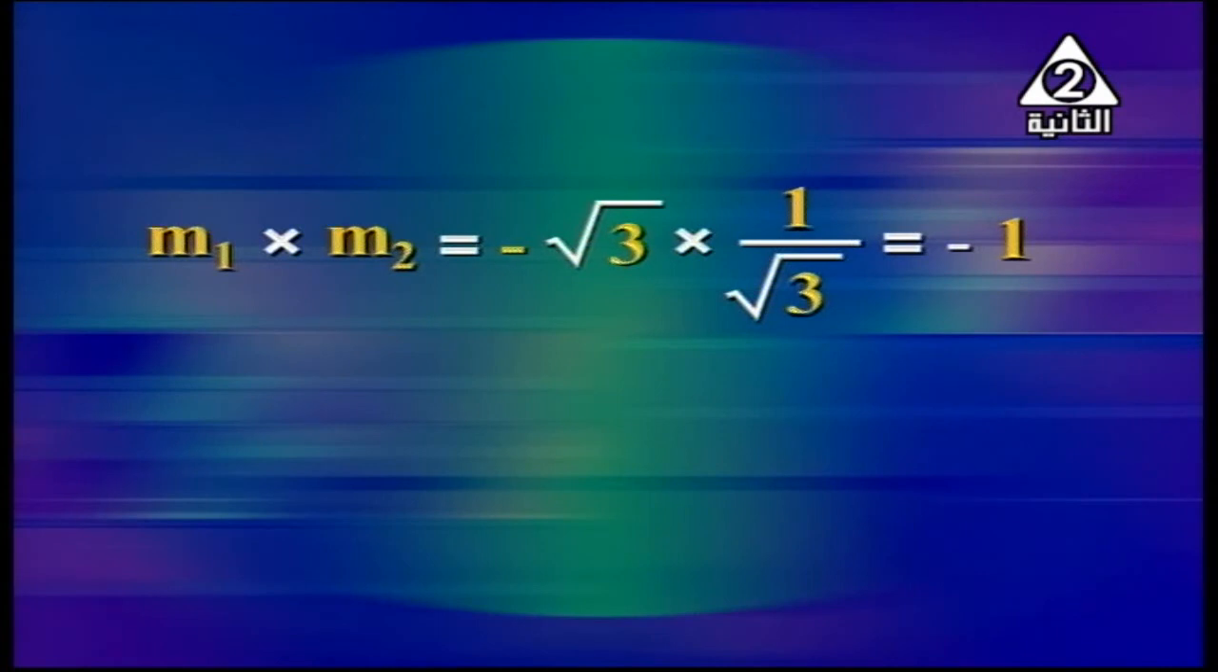What do you notice? You are going to notice that the product of the two slopes of the two straight lines is -1. And in this case, we can say that L1 is perpendicular to L2. Now, let us have some examples.